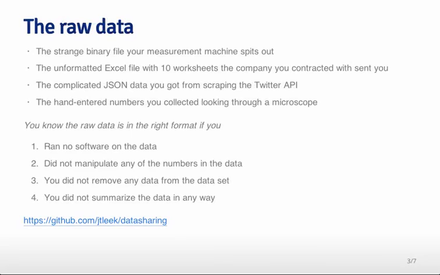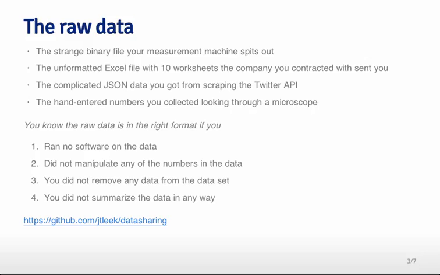So the raw data, it's important to remember that there are different levels of raw data, as we talked about in the previous lecture. But for the purposes of your looking at a particular data set, the raw data are the rawest form of the data that you had access to. So for example, it might be a strange binary file that whatever you're measuring spits out. It could be an unformatted Excel file with 10 worksheets that some company you contracted with sent you. Or it could be complicated JSON data you get from scraping an API. Or it could even be something like hand-entered numbers you got from looking through a microscope and counting cells that appeared in the window.